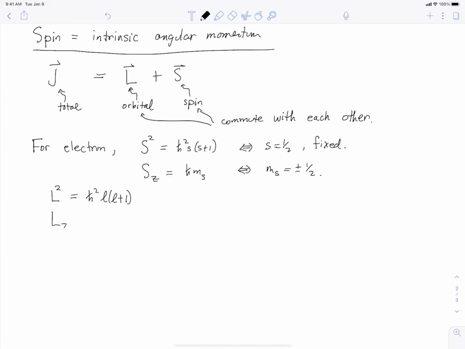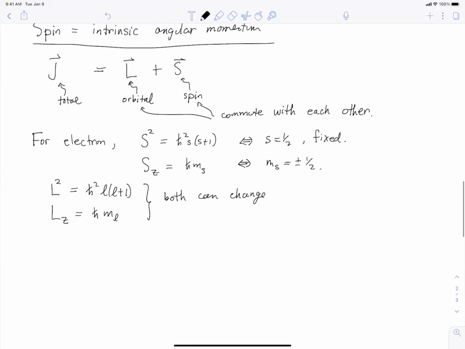Okay, and its z component. Remember, we can't add the x component to this because that wouldn't commute with the z component, so they couldn't form a complete set of commuting observables, but both of these can change. And by change, I mean you can have a Hamiltonian that, if you evolve it in time, will have different values for L.